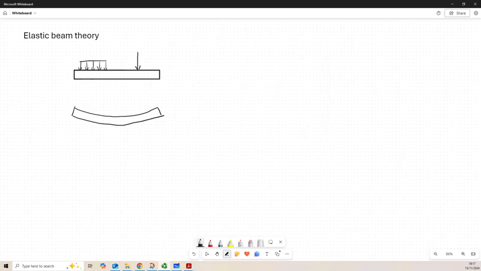So in this video, I would like to talk about elastic beam theory. Here we have a beam segment and some loading. The beam will deform like this. This is an exaggerated shape. The deformation will be very small, but for demonstration, we draw the deformed shape like this.